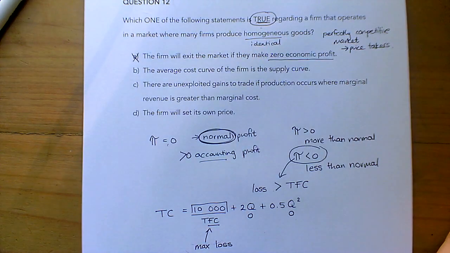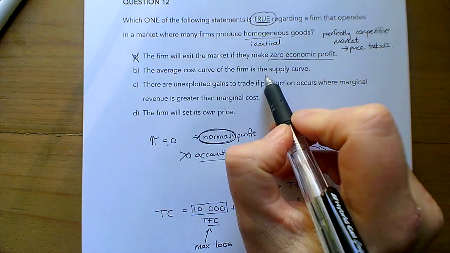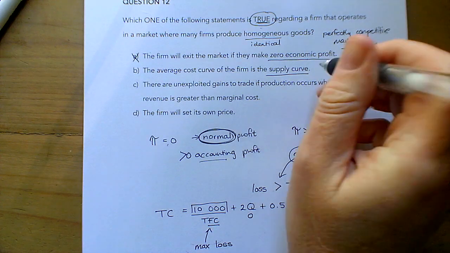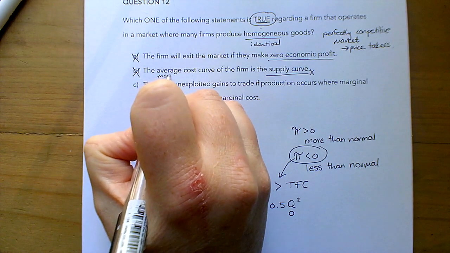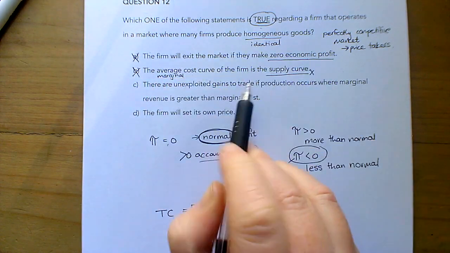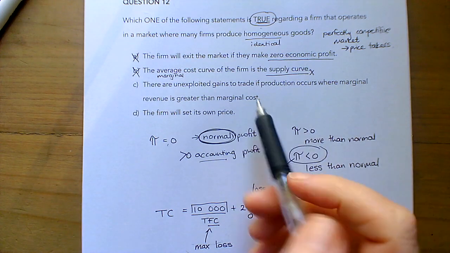B then says the average cost curve of the firm is the supply curve. This is false. This should say the marginal cost curve of the firm is the supply curve. That would be a true statement.